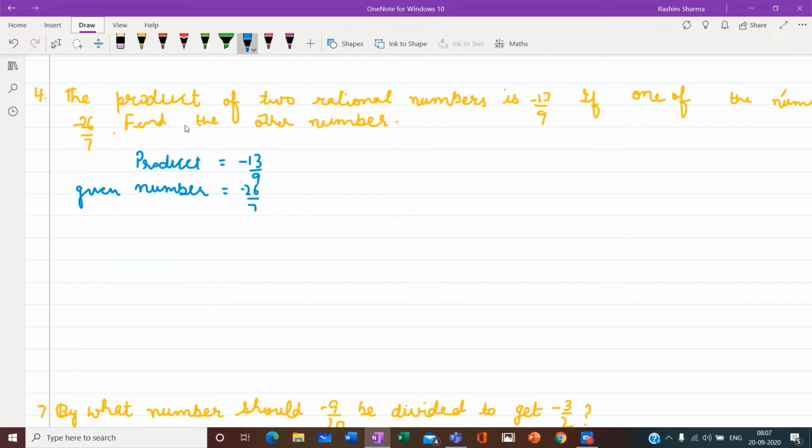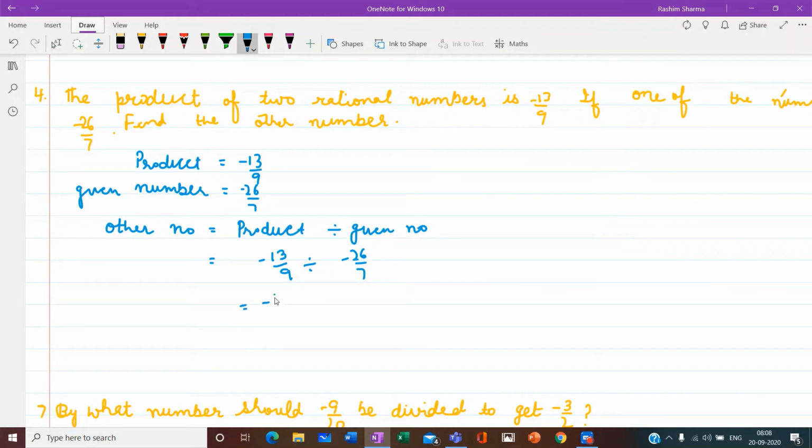Now when we are given the product and one number, it means to find the other number, we divide the product by the given number. Alright. So now we will put their values here. Minus 13 by 9 will be divided by minus 26 on 7.